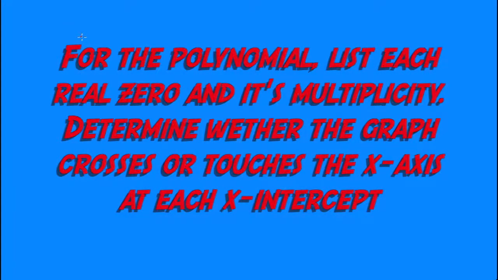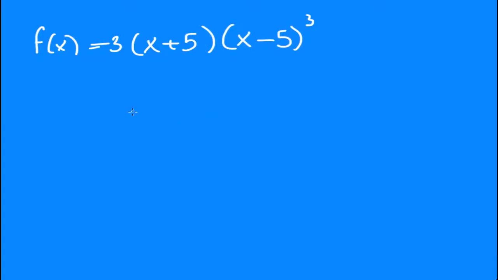For the polynomial, list each real zero and its multiplicity. Determine whether the graph crosses or touches the x-axis at each x-intercept. So we have f of x equals 3 times (x plus 5) times (x minus 5) cubed. And we want to find each real zero and its multiplicity and see if the graph touches or crosses. Okay, so our zeros are these, right? We solve for x and we get negative 5 for the first one.